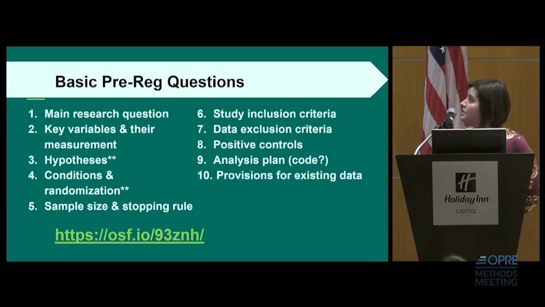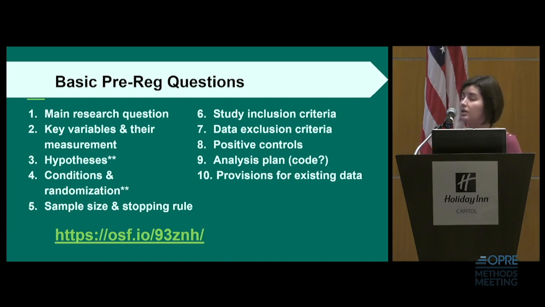Okay, so here are some of the basic questions that might be asked in a template. This is kind of like a slimmed down version of what would be provided in one of these templates. So when you're doing a pre-registration, you would outline the main research question. You would specify what your key variables are and how they're measured. You would give hypotheses if you have them. Again, not everybody has specific hypotheses derived from theories. They may just have research questions or something that doesn't involve a specific directional prediction.